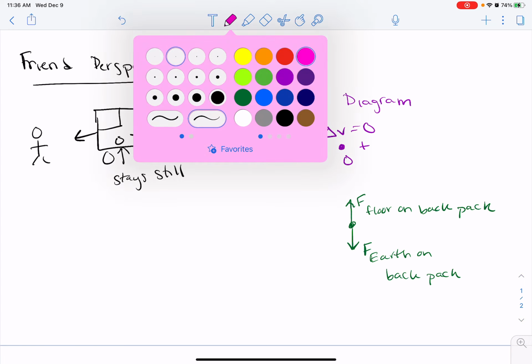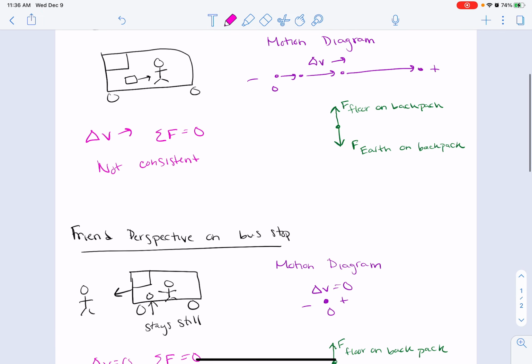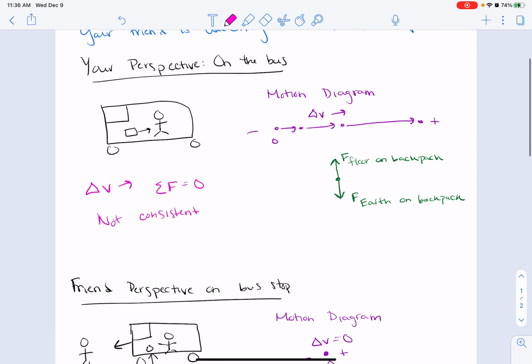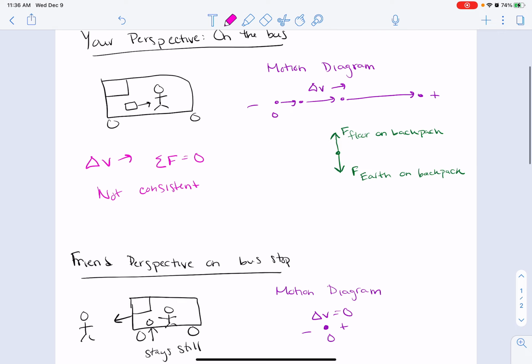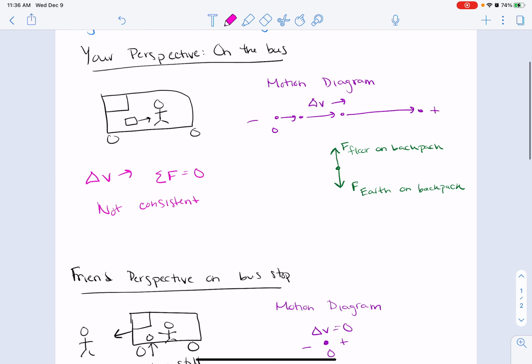So here, your friend says the change in velocity is zero and the sum of the forces is also zero. So your friend sees this as consistent, okay? So looking back here, given this one scenario, two different observers can have a totally different experience, right? From your perspective, it looked like that backpack moved out of nowhere.